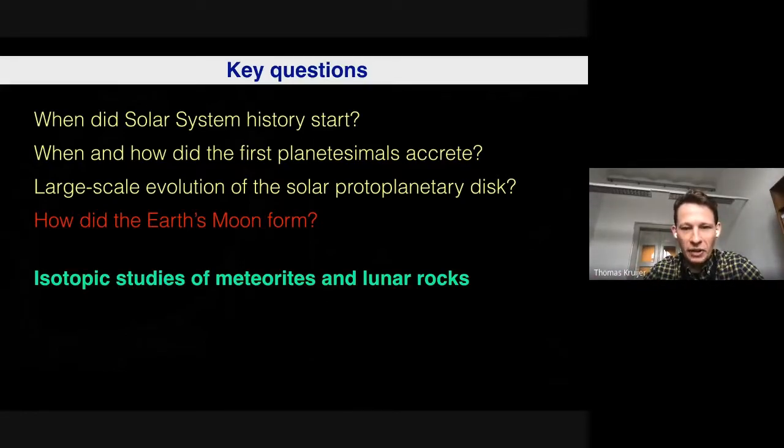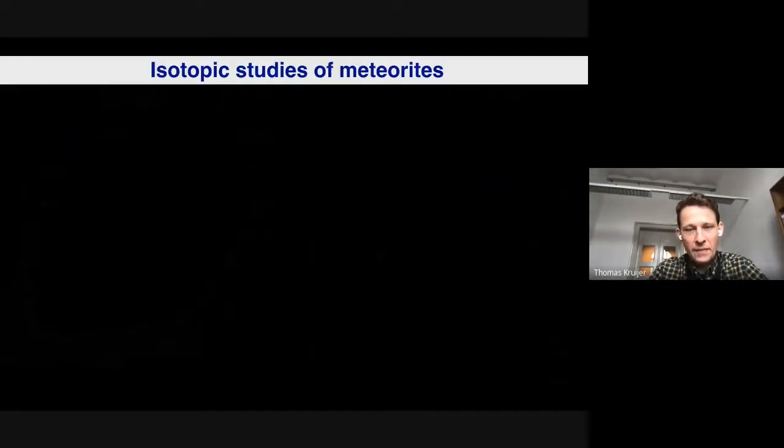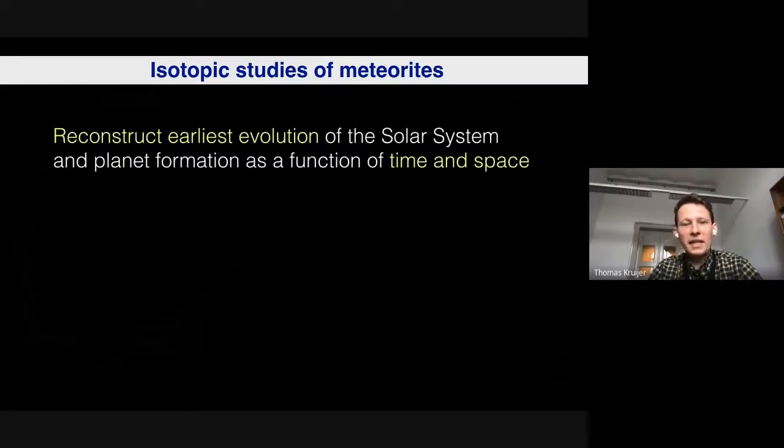And what I would like to demonstrate to you, or convince you of, is that isotopic studies of meteorites and lunar rocks are very helpful in resolving these questions. Okay. And why is this? Why are isotopic studies so useful? Well, they allow us to reconstruct the earliest evolution of the solar system and planet formation as a function of time and space. We can basically build a kind of map of space and time for these first millions to up to tens of millions of years of solar system history.